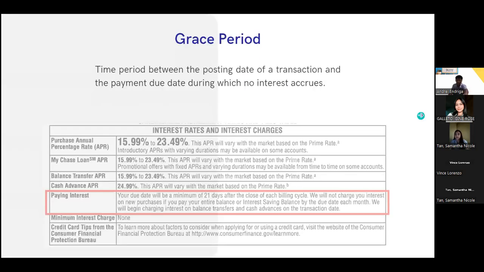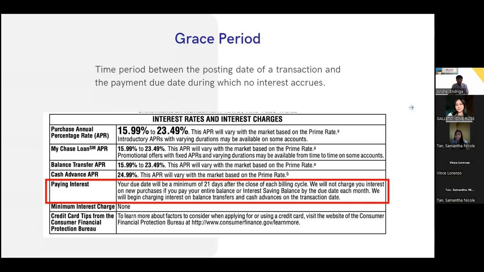And next is grace period. The grace period is the time period between the posting date of a transaction and the payment date during which no interest accrues. Or grace period is the period after the deadline you can still pay before the lender begins charging interest.